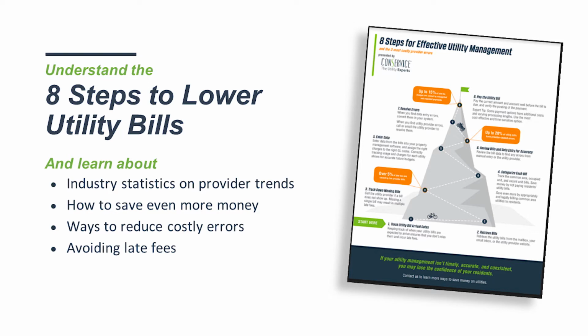The 4 primary objectives of our conversation today are A, to learn about industry statistics on provider trends, B, how to save even more money, C, ways to reduce costly errors, and lastly, to learn about avoiding late fees. We've broken those objectives up into 8 steps to clearly define how you can lower your utility bills.